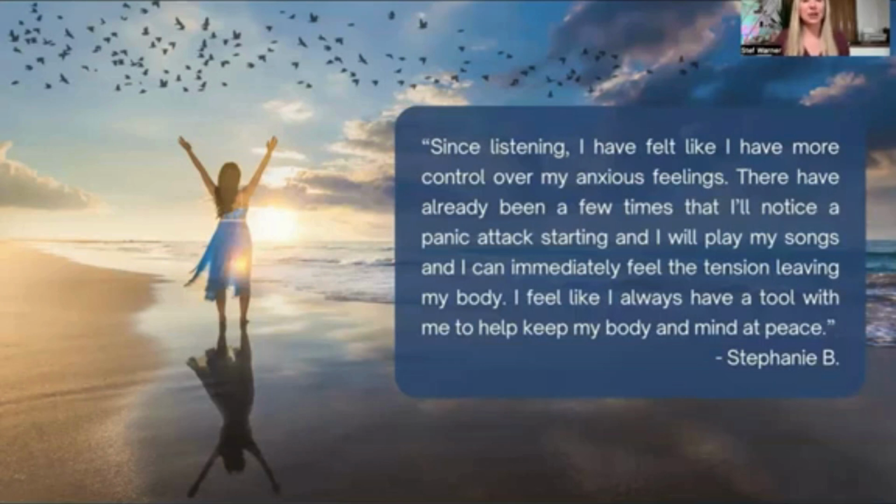And I will play my songs and I can immediately feel the tension leaving my body. I feel like I always have a tool with me to help keep my body and mind at peace.